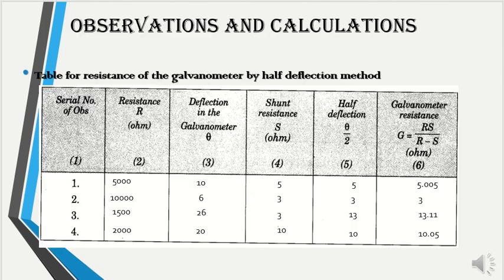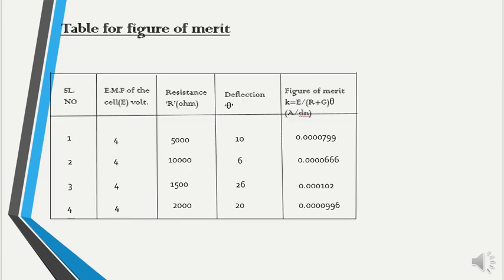So this was the observation for the resistance of the galvanometer. For the figure of merit, the needed terms are the EMF of the cell, E, the resistance, the deflection, and the figure of merit. The figure of merit is denoted by K, and K is equal to E divided by (R plus G) times theta. Here we have taken the EMF of the cell, for resistance 5000 and deflection 10, and the figure of merit we have got is 0.0000799. Similarly, we placed different values of resistance, different deflections occurred, and different values of K were obtained.